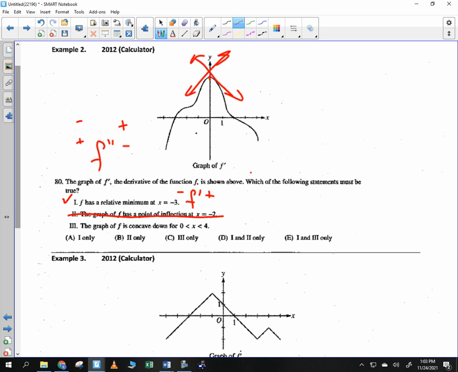So this one's wrong. The graph of f is concave down for 0 to 4. So f double prime to be concave down would have to be less than 0. So I'm going to look from 0 to 4, and notice that this function is always decreasing, isn't it? So the slope of the derivative is always negative. So they are right. It is always concave down. So it is 1 and 3 only.